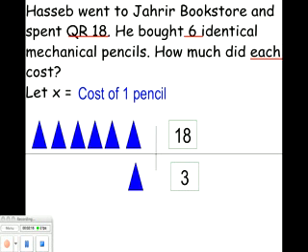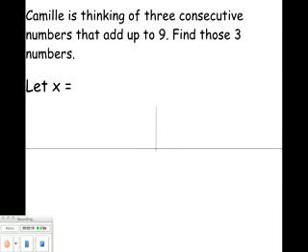Now let's try a problem that's slightly more difficult. Camille is thinking of 3 consecutive numbers that add up to 9. Find those 3 numbers. First, let me explain what consecutive means. It means one after the other, like 1, 2, 3, or 10, 11, 12. So your challenge, first of all, is to underline the numbers in this problem. Stop the tape and do that now. You should have underlined 3, or 3 consecutive numbers, 9, and 3 again.